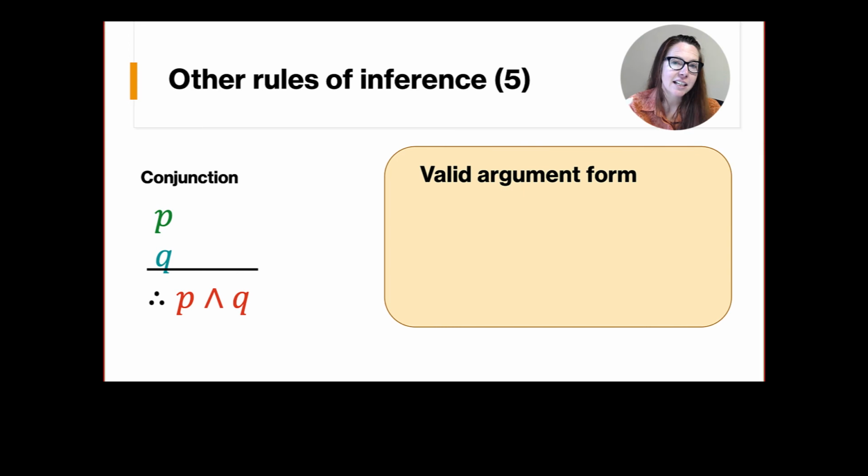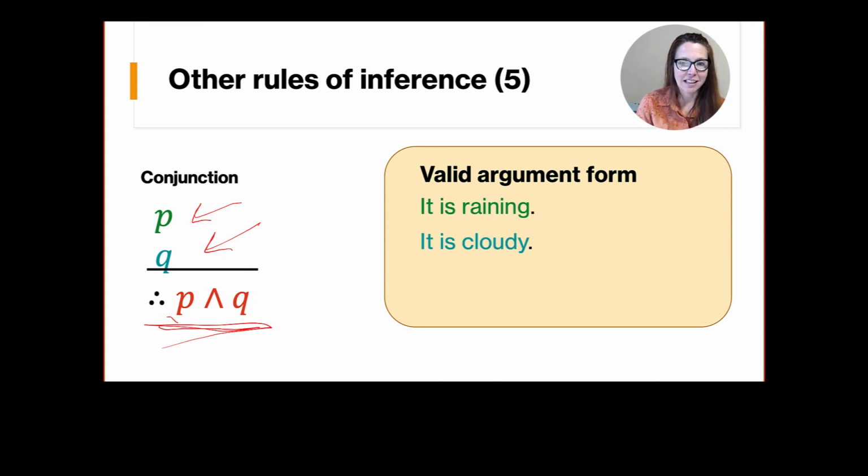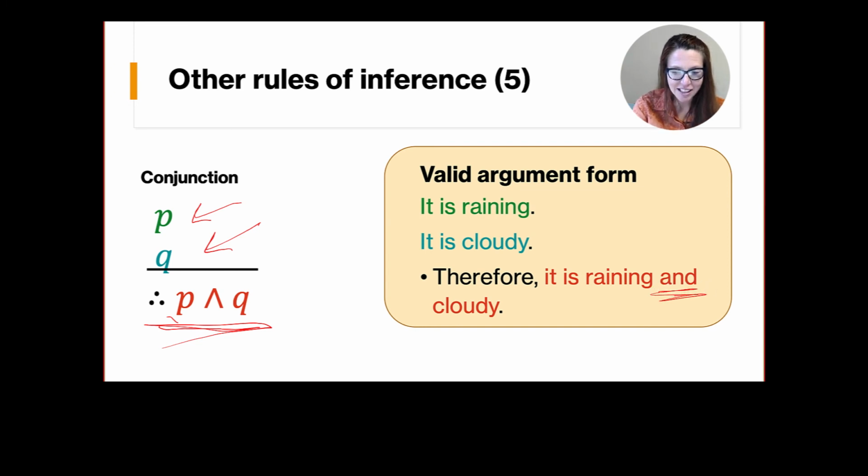Okay, so then I can also have the rule of inference around conjunction. So if I assume that P is true, and I assume that Q is true, then I can draw the conclusion that P and Q is true. And this makes sense, right? So if I say it is raining, it is cloudy, therefore, it is raining and cloudy, right? Keeping that and. This just makes sense, and that comes from the rule of conjunction.